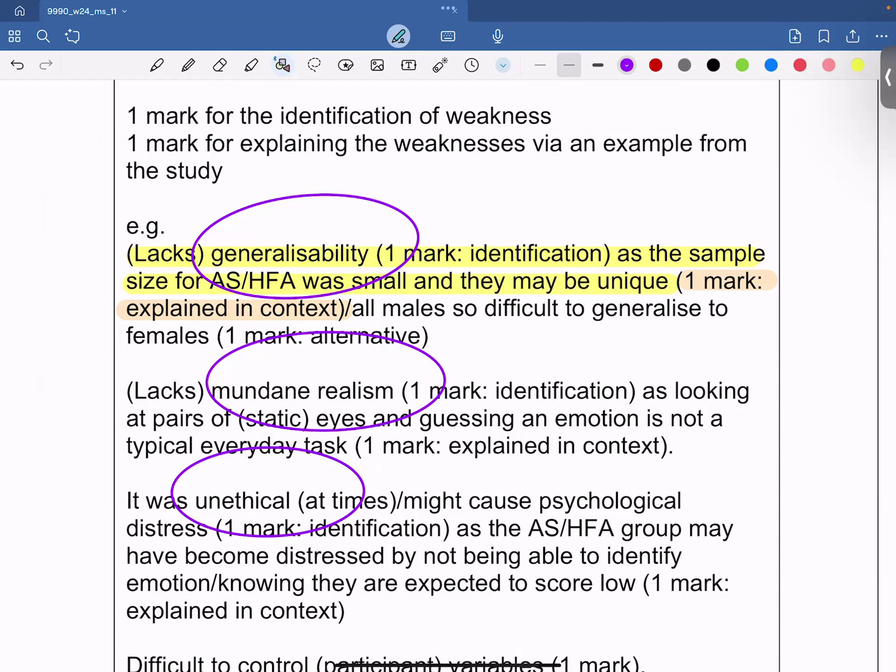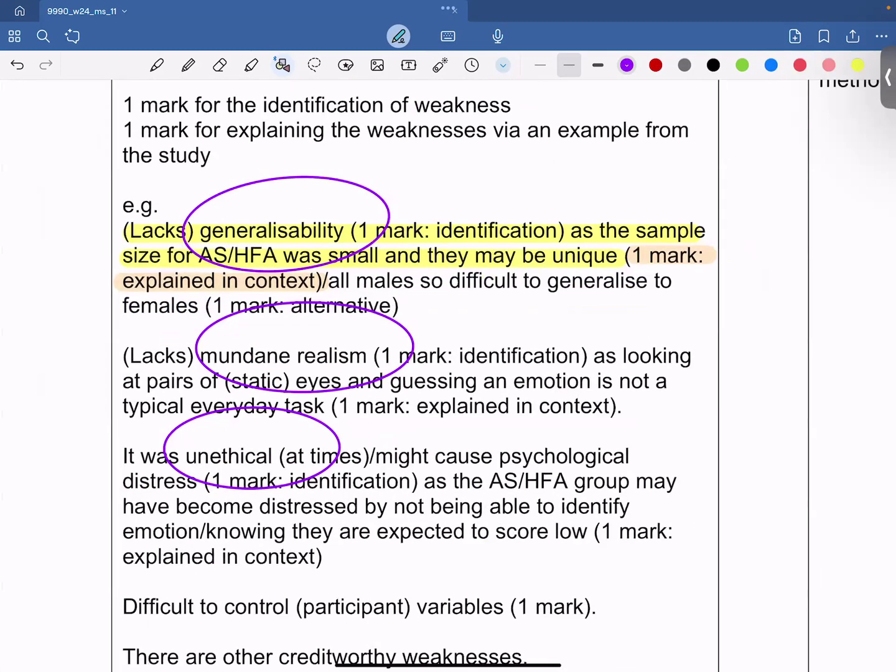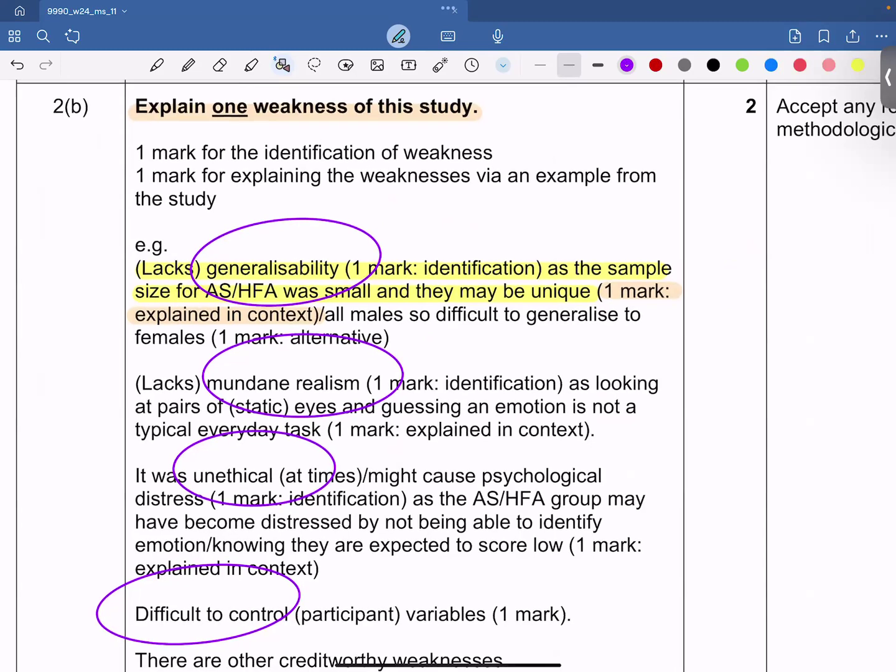Another weakness that we could possibly put to use over here is in terms of the difficulty the researchers faced in controlling participant variables. Since the study involved different groups with varying conditions, it was challenging to control all participant related factors like the severity of autism, maybe, which could influence how individuals performed. So, you could use any of the weaknesses that you see over here, this one, or maybe this one, and I hope by now you know how you'd be able to score a 2 on 2.